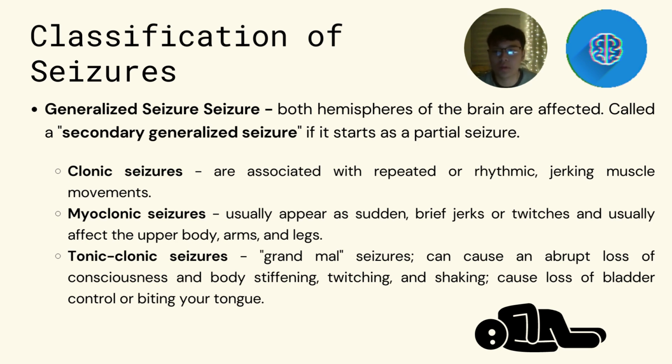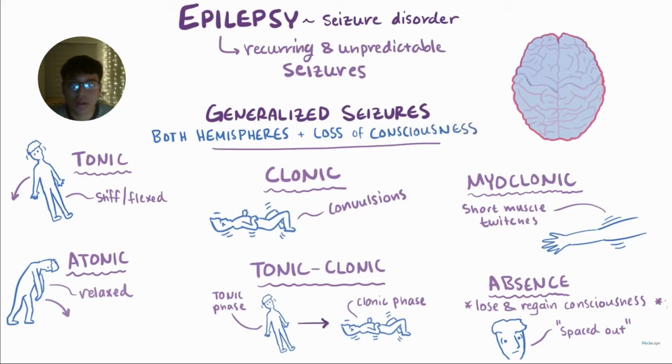Tonic-clonic seizures, previously known as grand mal seizures, are the most dramatic type of epileptic seizure because they cause an abrupt loss of consciousness and body stiffening, twitching, and shaking also. They sometimes cause loss of bladder control or biting of the tongue. So here's another illustration summarizing generalized seizures and its 6 subcategories.